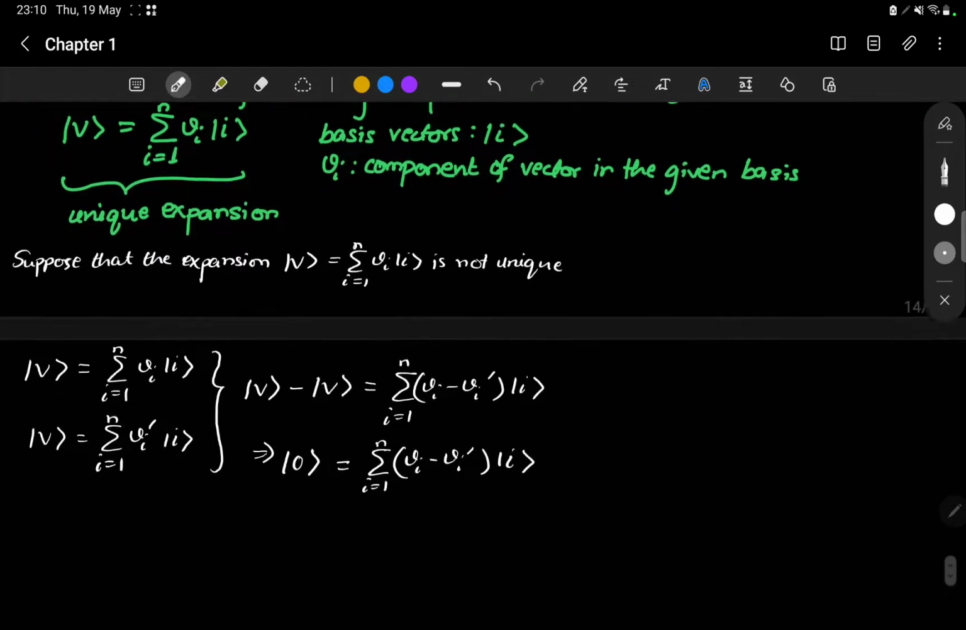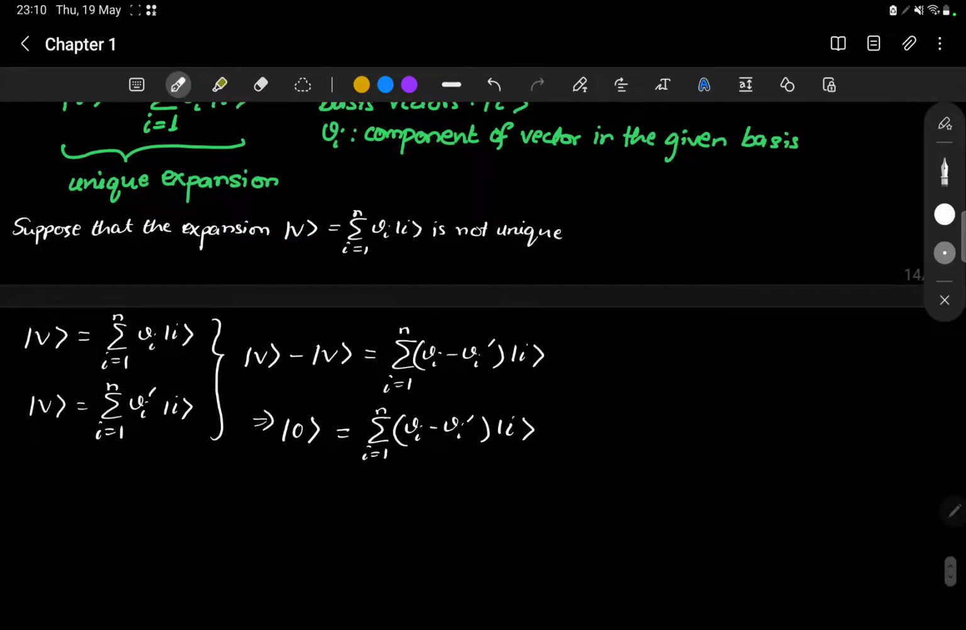So this is the expression that we get. Now remember that the ket i was basically denoting the basis vectors of this vector space, and basis vectors are linearly independent. So let us write down: ket i denotes the basis vectors, and basis vectors are linearly independent.